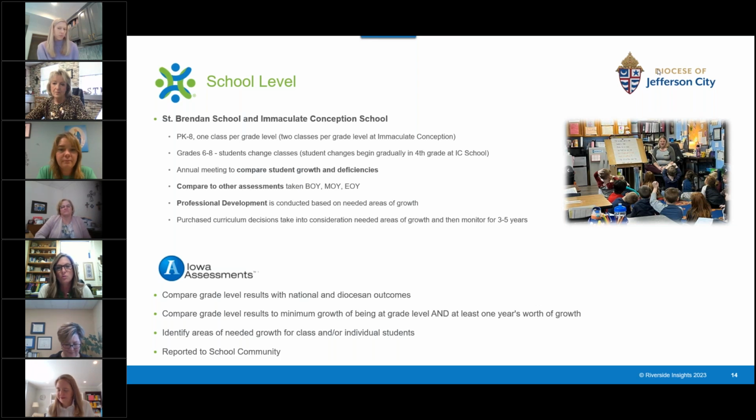We have 2 classes. We're pre-K through 8 here at Immaculate Conception, 2 classes per grade level, although I do have 1 or 2 grades that have 3, because, you know, the needs are different in those grades. So we budgeted for that. So our kids actually get to start changing classes beginning in 4th grade, and it's a gradual process. So 4th grade, they change for 1 class, 5th grade, they change for 2 classes. And then in our middle school, we have 6 teachers. So there's 6 changes throughout the day.